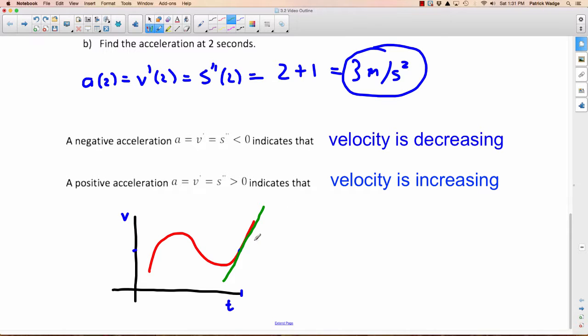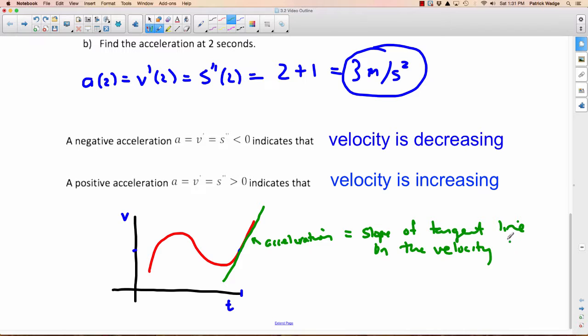Well, then what we would do, surprise, surprise, we would find the slope of the tangent line. So I'm going to say acceleration equals slope of tangent line on the velocity function. So in this case, if you take a look at this tangent line right here, what would you say about acceleration? Positive or negative? Positive, right? It's increasing. This is a positive slope here. So acceleration is positive here.